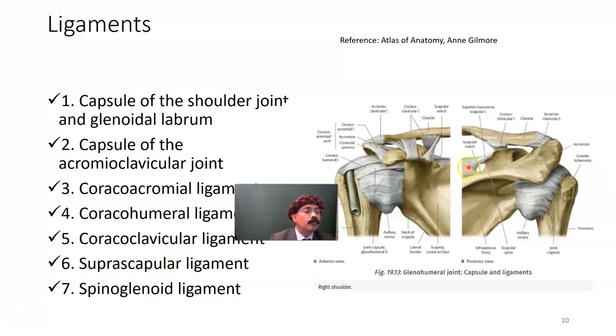Suprascapular ligament. It is over the suprascapular nerve, for the passage of the suprascapular nerve, and the suprascapular vessels pass over the ligament. The spinoglenoid ligament should be between the spine and the glenoid cavity. It is not shown here distinctly. It is underneath this, and that is for the passage of the suprascapular vessels.